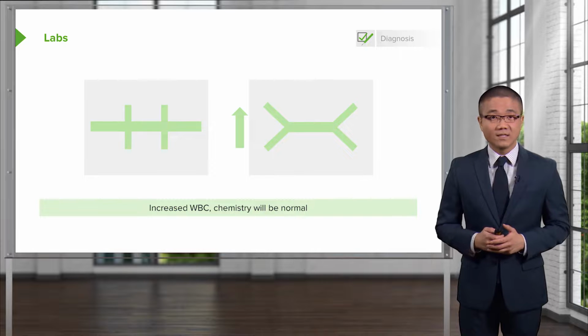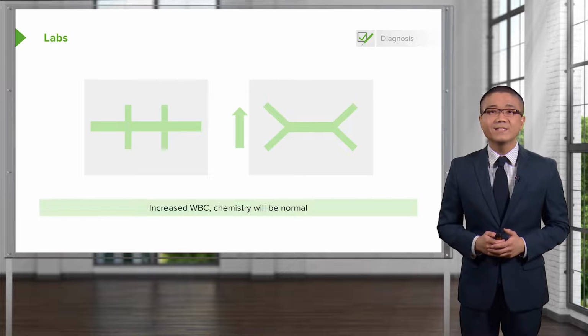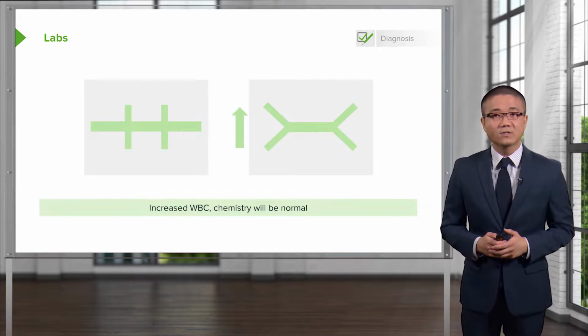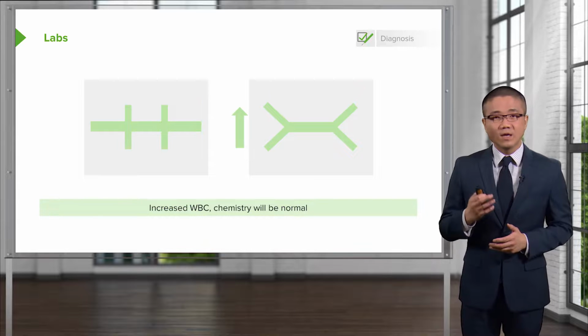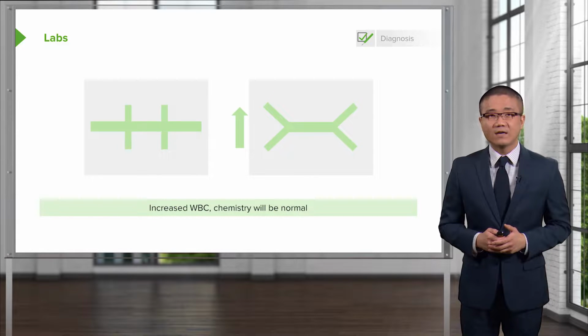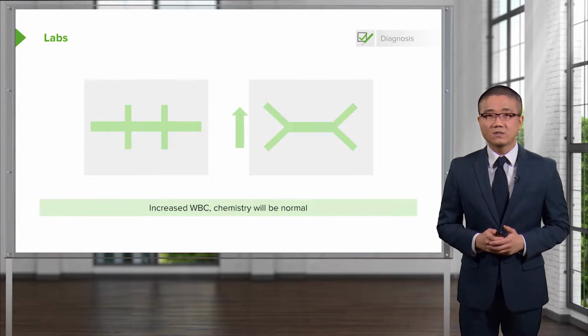What laboratory findings will you get? Well, on a routine chemistry, maybe everything's pretty much normal. On a CBC, you may see an increased white blood cell count, or leukocytosis. Again, no specific lab finding is absolutely indicative of diverticulitis. An index of suspicion is very important.